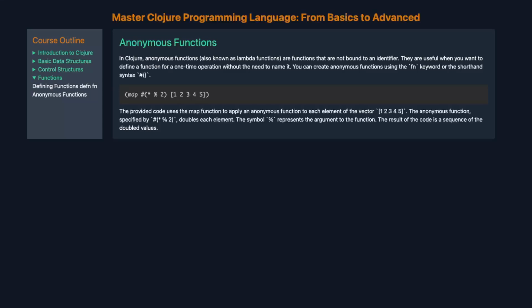The provided code uses the map function to apply an anonymous function to each element of the vector 1, 2, 3, 4, 5. The anonymous function, specified by hash percent 2, doubles each element. The symbol percent represents the argument to the function. The result of the code is a sequence of the doubled values.